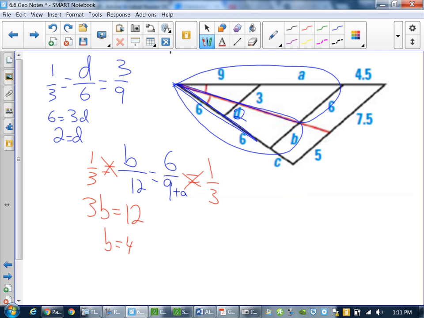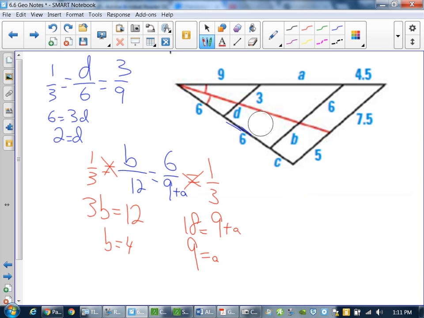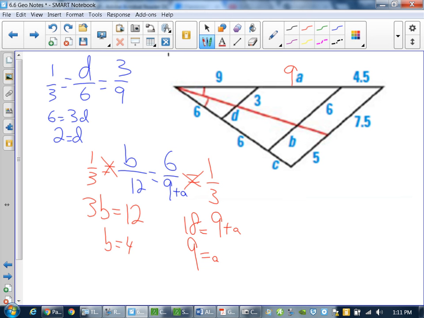Cross multiply this one, you get 18 is 9 plus what? Well, what's a? 9 plus, oh, what? 9. Yeah, you put 9 here. And then I have one more to go for. I'm loving this problem for the third time. This was a 9, this was a 2, this was a 4.